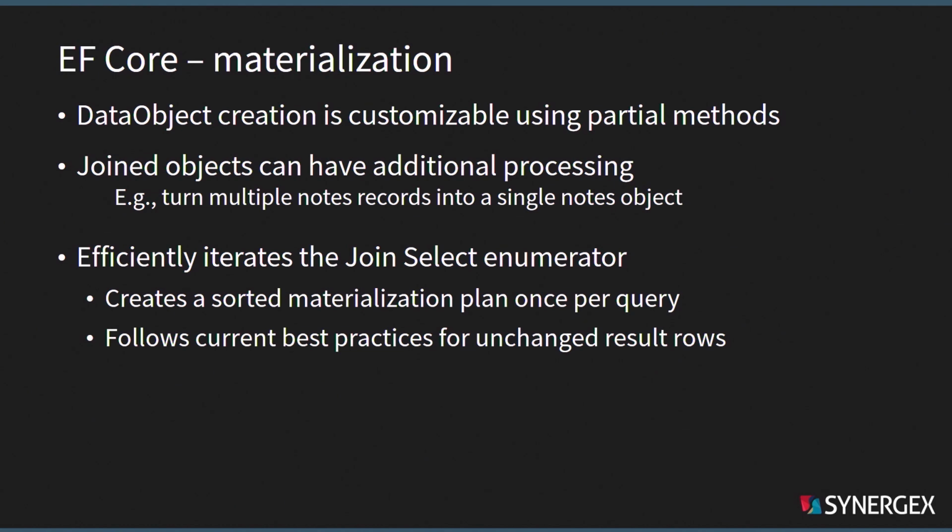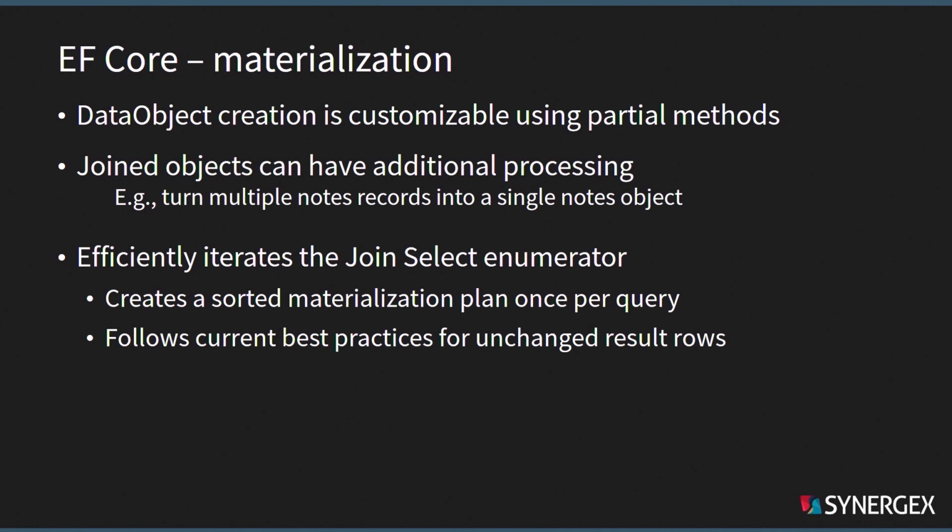The other thing that we do in here is we efficiently iterate the join select enumerator or the file channel read, read, find operations that are appropriate to be done here. So we do have to do a bit of work in order to create a plan for how we materialize your objects. But again, as with everything else in the framework, pretty much, we only do it once and we cache it and keep it around and use the same plan each time we do stuff. And this follows best practices for unchanged result rows.